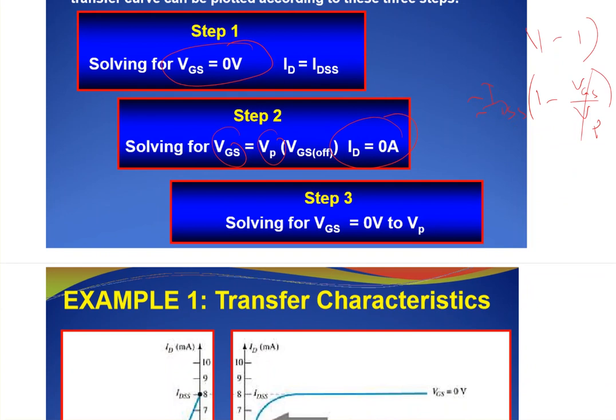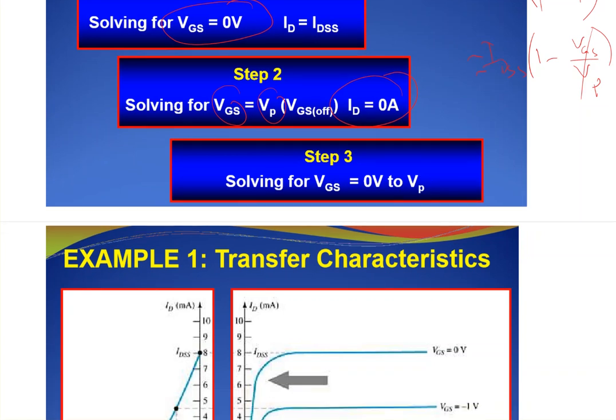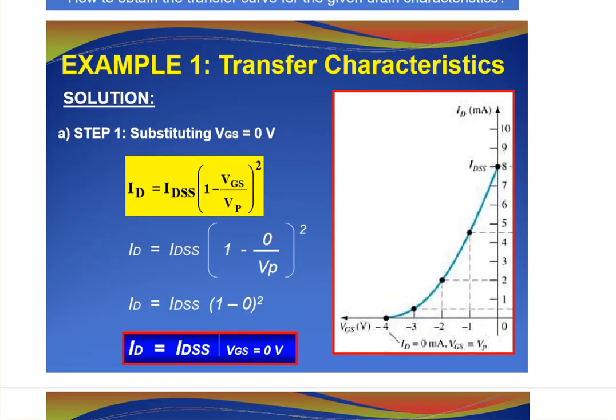Then we will start by solving for VGS from 0 to VP. So we start increasing VGS in magnitude from the 0 that we had at the beginning to minus 1, to minus 2, to minus 3, and we will see how the values will be. And we can do that here in this example.